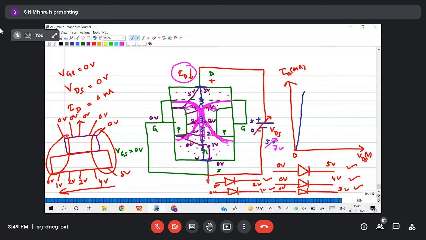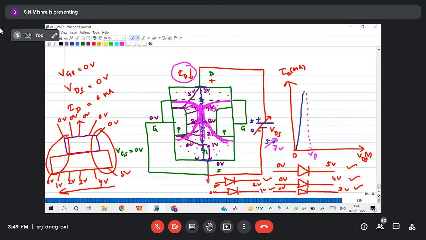So let us assume at this point I have given some voltage so that the channel is blocked. That voltage is called the pinch off voltage. The voltage at which the channel blocks is called the pinch off voltage. But this is the theoretical assumption. Practically it has been seen that even if I apply this voltage, the depletion regions are touching, but a very narrow channel still exists here.